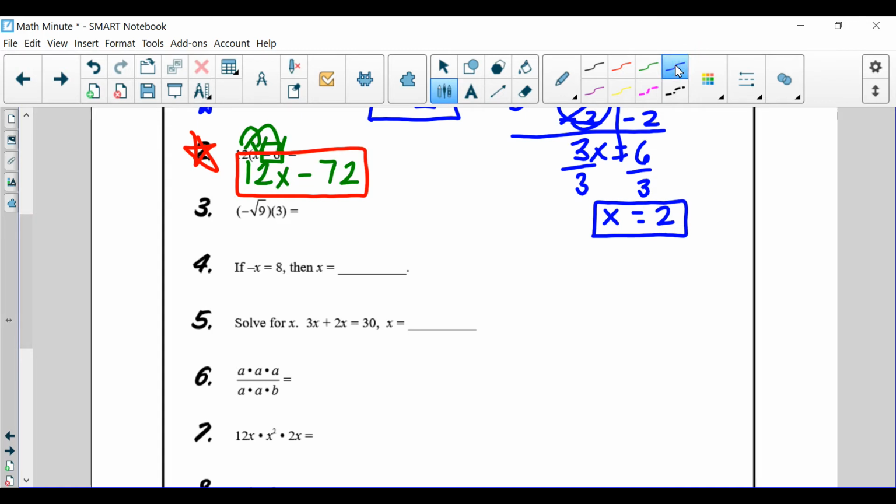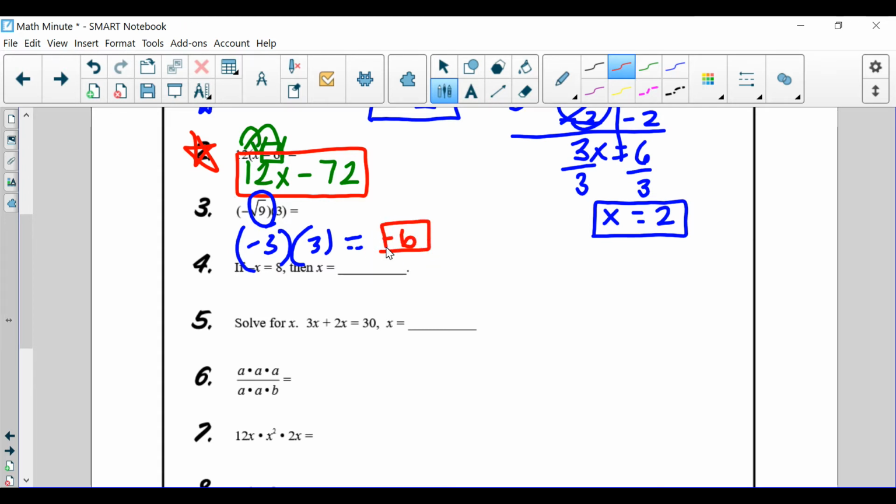Number 3, we do have the square root of 9, and the square root of 9 is some number times itself is 9, and that number is 3. So then we're going to cut that minus there, and negative 3 times 3 will equal negative 6.